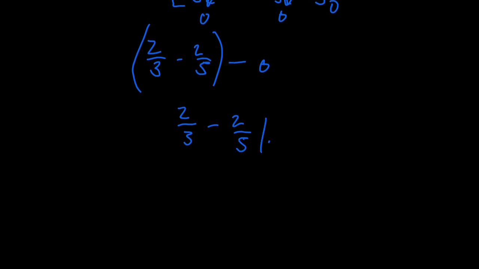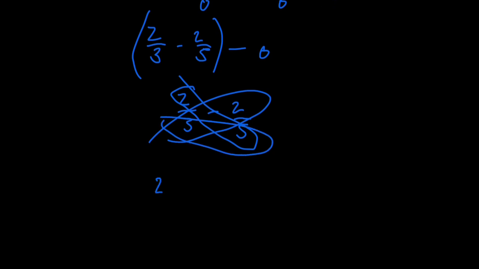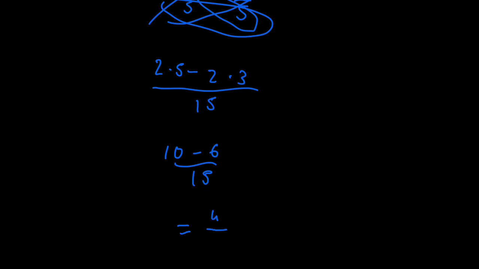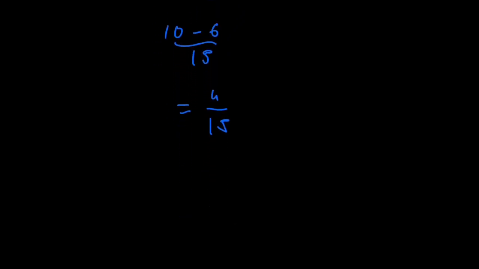And then we can cross multiply. So we do a little bit of crisscross applesauce. So you get 2 times 5 minus 2 times 3 divided by 15. So you get 10 minus 6 over 15, which will give us 4/15. That right there is the area under our graph, right?